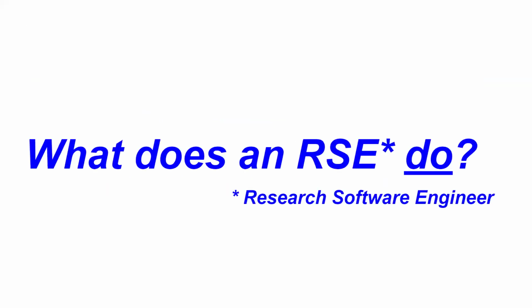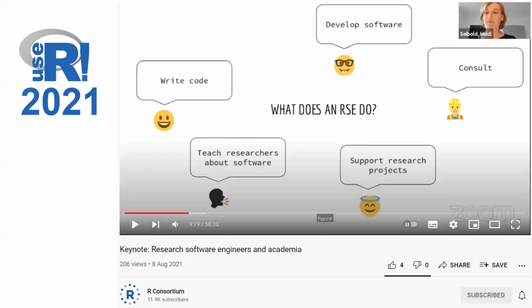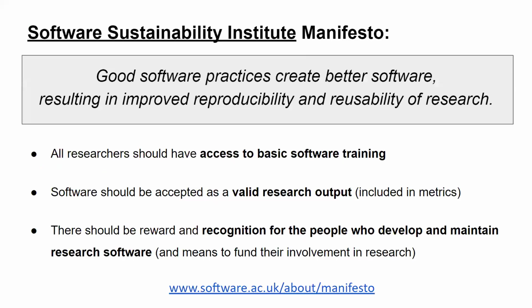So again, refreshing the memory from what I was talking about yesterday, what does an RSE do? And this is again that screenshot from the keynote talk where I first heard the term research software engineer, and I saw this slide, and these kinds of things appealed to me. I was already doing a lot of them, but as I say, I talked about the Software Sustainability Institute's manifesto: all researchers should have access to basic software training. Software should be accepted as a valid research output, and there should be reward and recognition for the people who develop and maintain research software, as in RSEs.